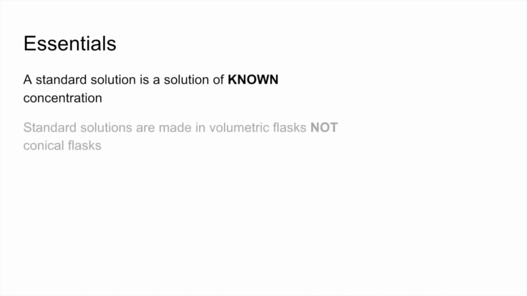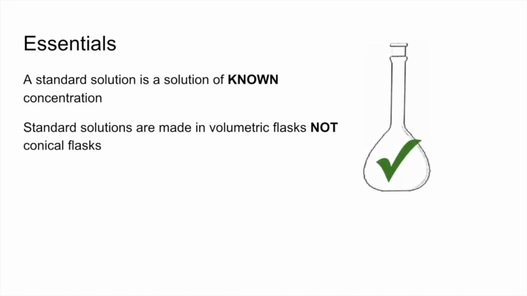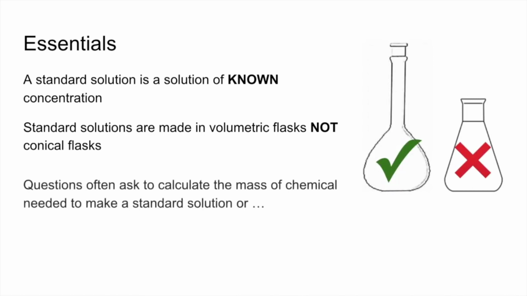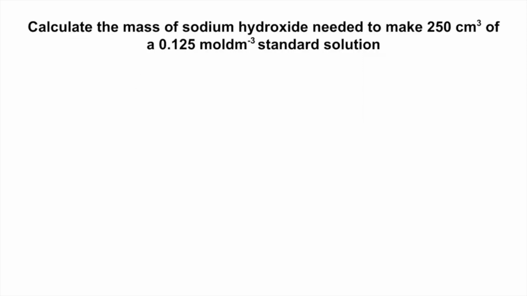How do you prepare a standard solution, okay? Normally, you might be asked to state the steps involved in preparing a standard solution, or you can be asked to calculate the mass required to prepare a standard solution. But know that we prepare standard solution not in a conical flask but in a volumetric flask. So let's take the calculation part. For example, they say calculate the mass of sodium hydroxide needed to make 250 cm cube of a 0.125 mole per dm cube standard solution.